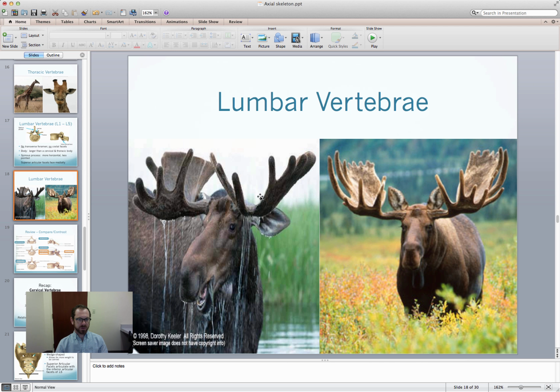And just as with our thoracic vertebrae and the giraffe, this is, again, not the best way to identify lumbar vertebrae, but in a pinch on a practical quiz, this might help you. Lumbar vertebrae sort of look like moose.